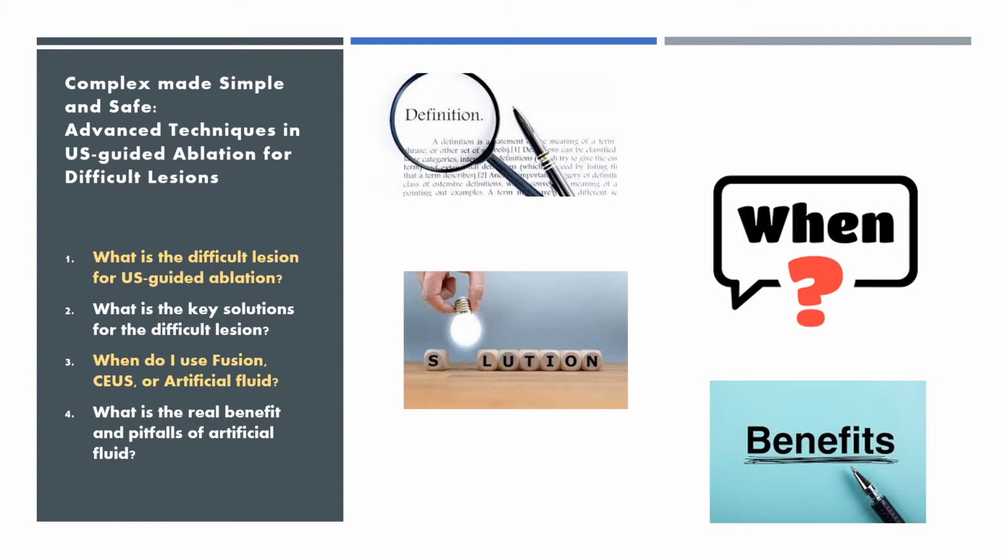I'd like to split my talk into the following four questions. First, what is the difficult lesion for ultrasound-guided ablation? Second, what are the key solutions for the difficult lesions? Third, when do I use fusion, contrast-enhanced ultrasound, or artificial fluid? Fourth, what are the real benefits and pitfalls of artificial fluid?